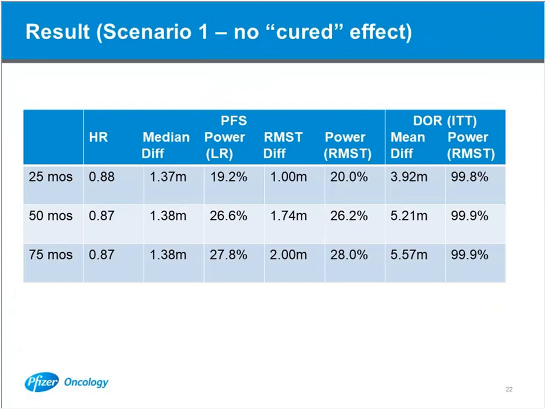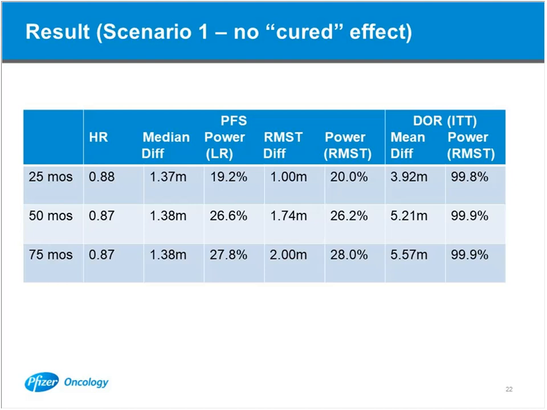is almost 4 months, larger than the 1.37 month difference in median, and 1 month difference in RMST under PFS. At longer follow-up of 75 months, the mean difference in DOR is 5.6 months, much longer than the median difference of 1.38 months and RMST difference of 2 months under PFS. The power is almost 100%, even at 25 months.